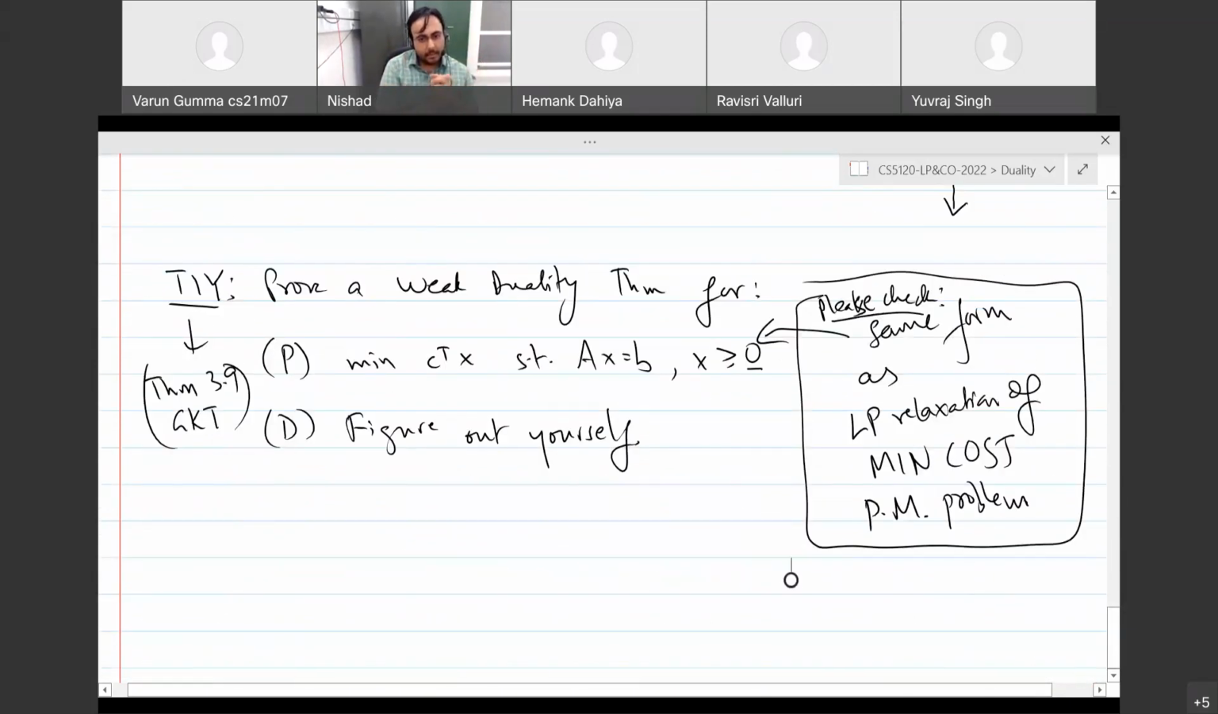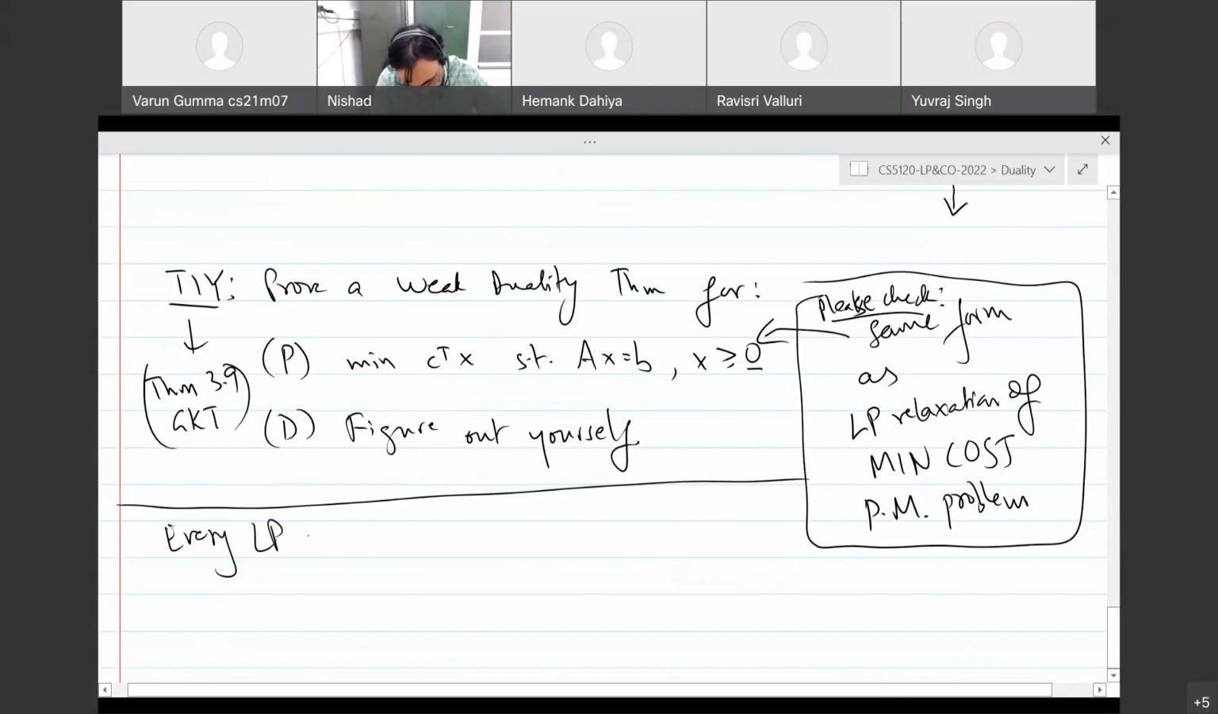Okay. So the point is that for any linear program, there is a dual, right? And the dual of the dual brings you back to the primal. So I'll make a note of this. Every LP has a dual LP, and the dual of a given linear program is the original linear program.